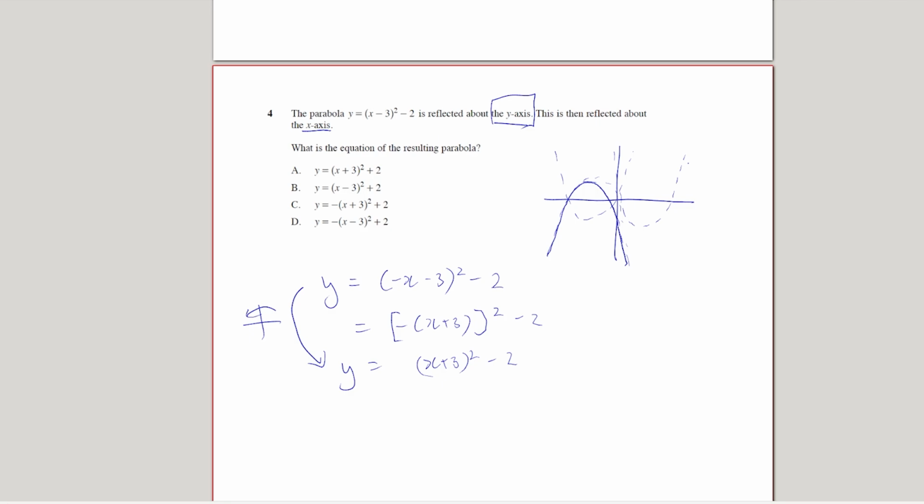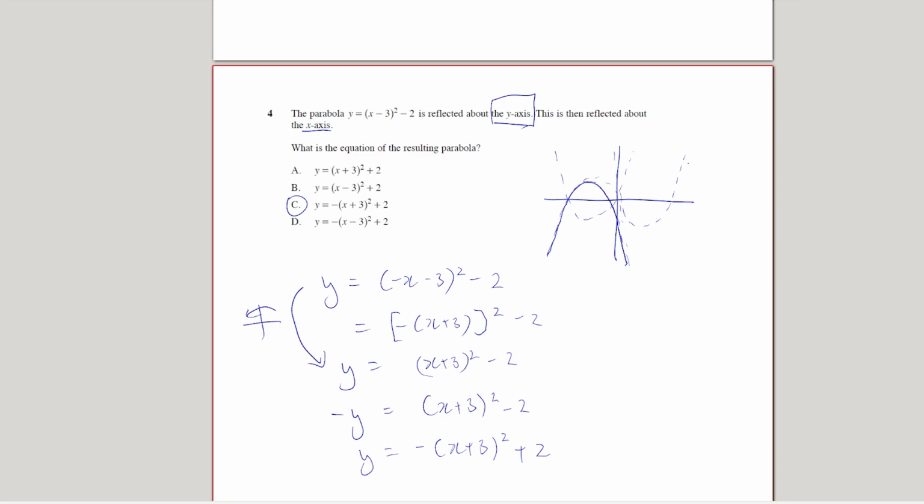Alright. So now it says it's reflected about the x-axis as well. What you want to do, when you're going from this equation and reflecting it, is you just add a negative. So negative of x plus 3 whole squared minus 2. Just distribute the negative sign, so negative here, and negative becomes positive, so it has to be C.